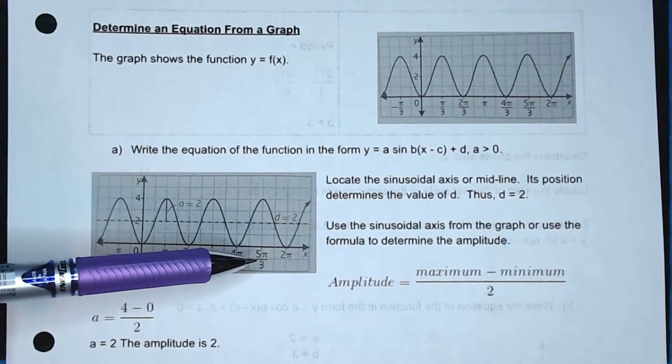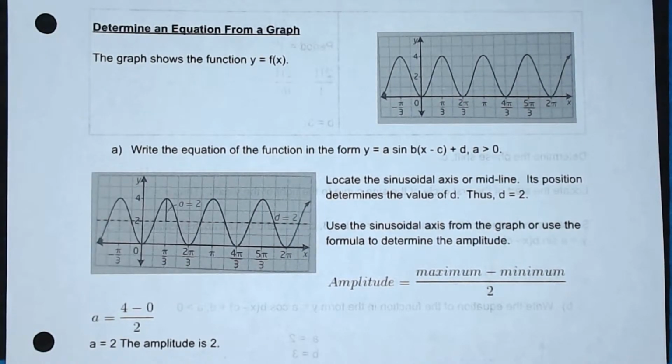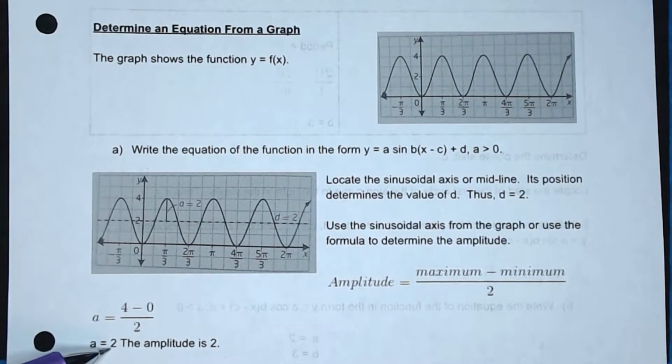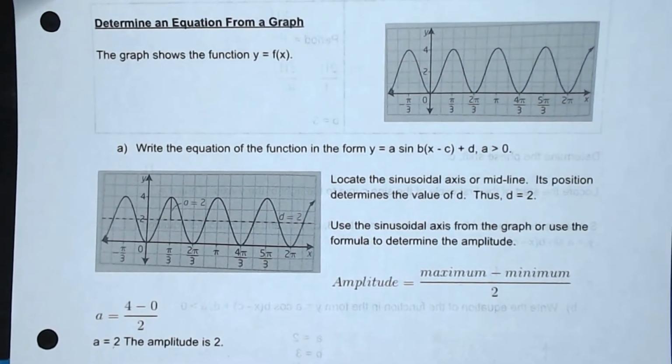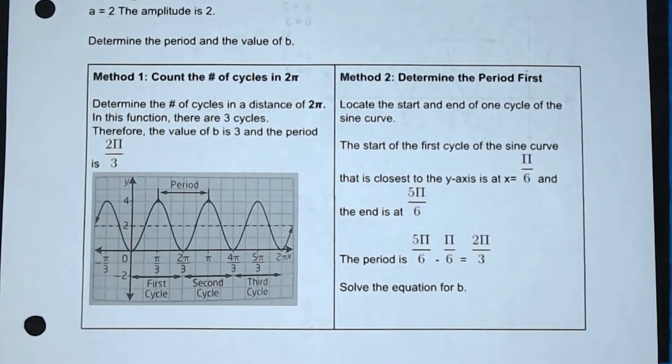Then we need to solve for a. These are the two easy ones that you can see just from looking at the graph. So to solve for a, you just take the maximum, subtract the minimum, divide by 2, and in this situation, a is also 2. Okay, so a and d are already taken care of, super simple and straightforward.